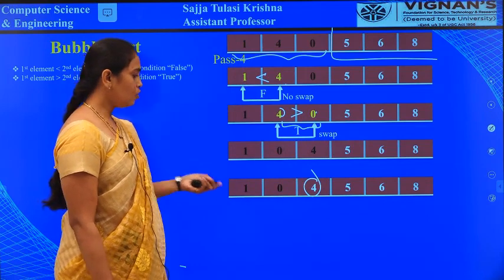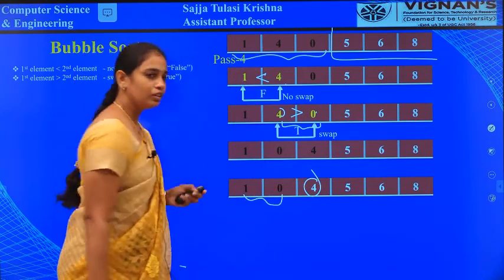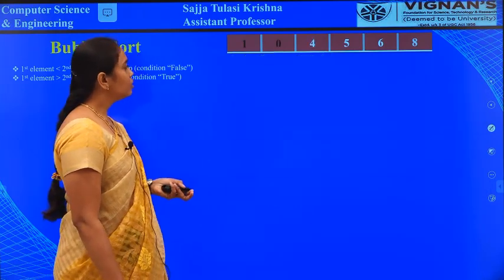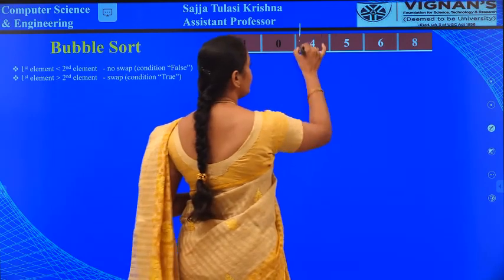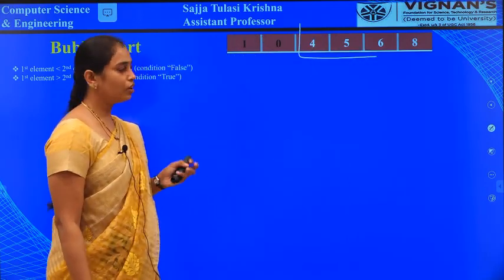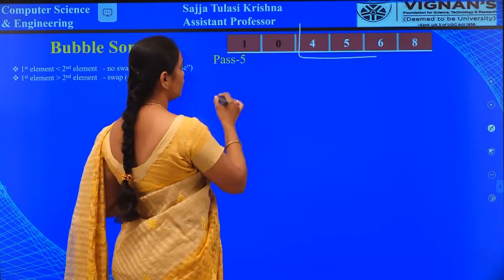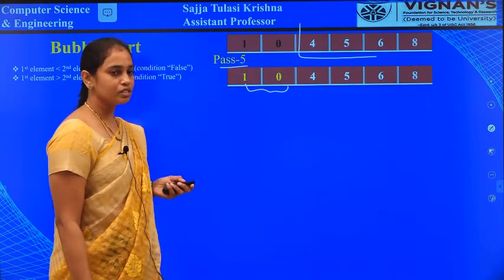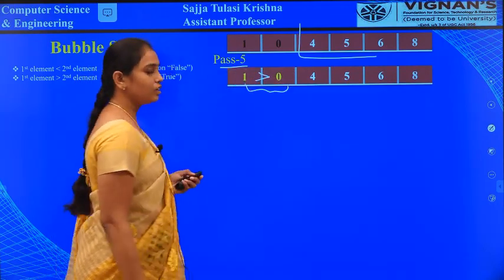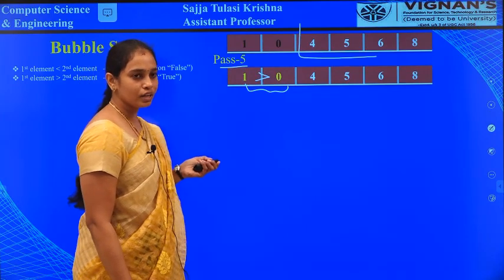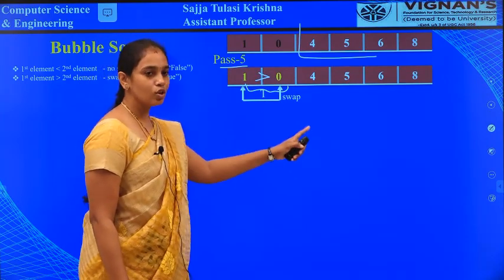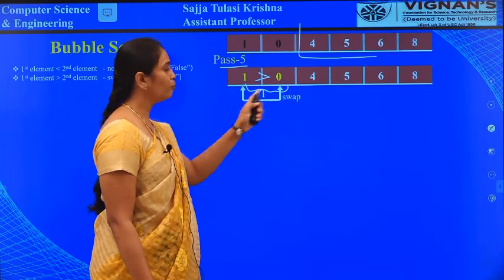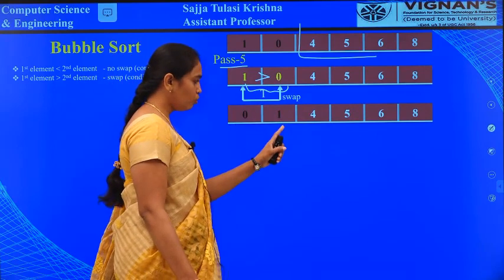Okay, so now coming to the next comparison with two more elements. So let's take another pass. Next pass: already these elements are in sorted order. So now check with pass 5. Again compare these two elements. Now 1 is greater than 0. Is it a true case or a false case? True case, so swap these two elements because 1 is greater than 0. So now see 0, 1.